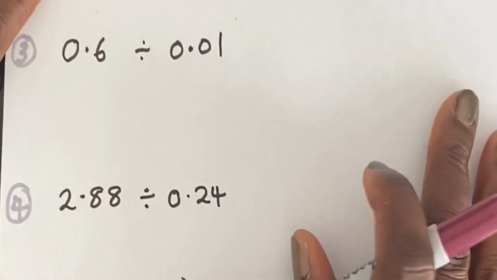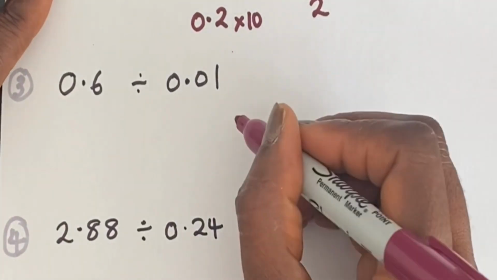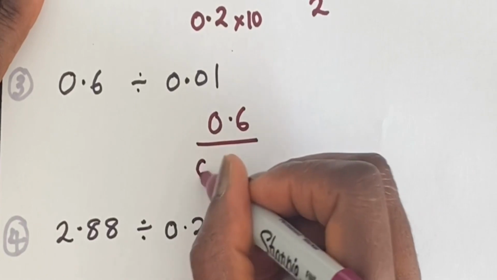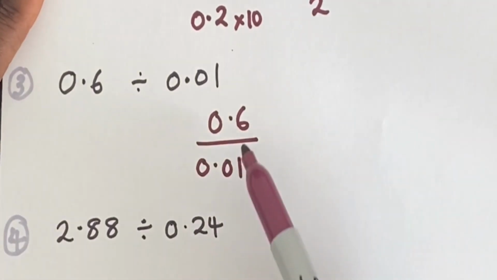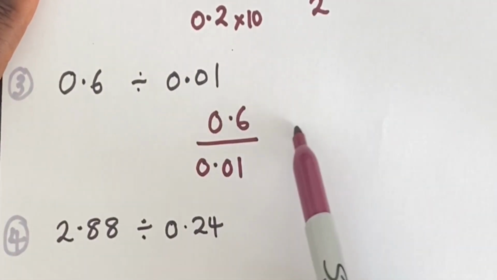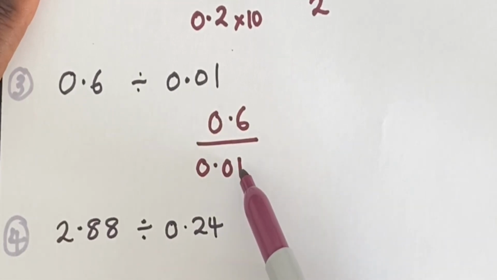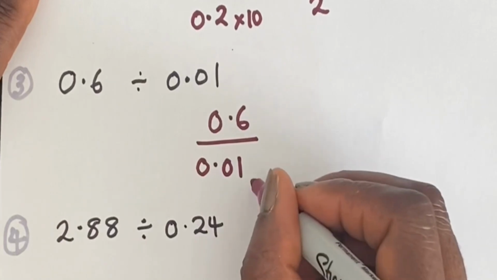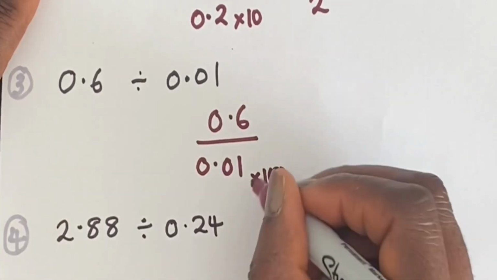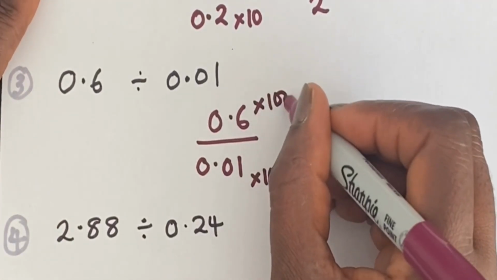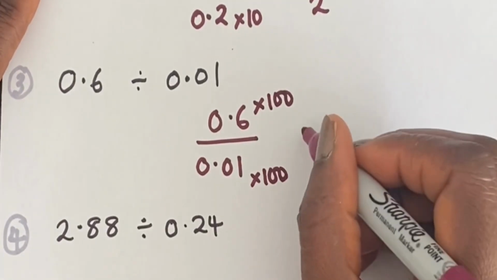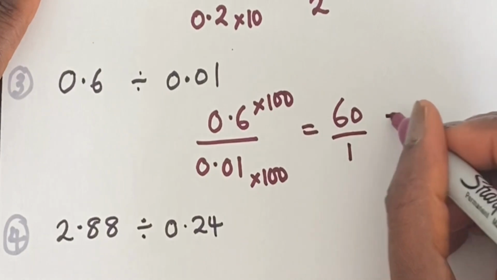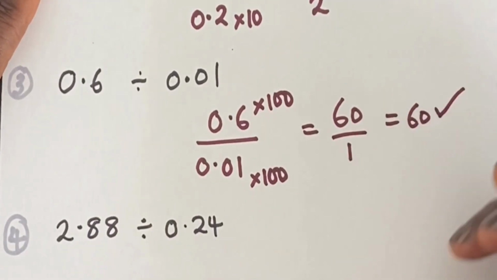Now for this one, we have 0.6 divided by 0.01. If I times it by 10, I would have 6 on the top, but then I will not have 1 on the bottom. I will have 0.1. So I'm going to have to times it by 100. Whatever I do to the bottom number, I have to do the same thing to the top number, because I'm creating equivalent fractions. So this would be 60 divided by 1, which is just 60.